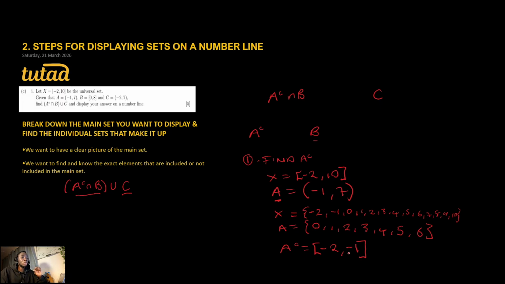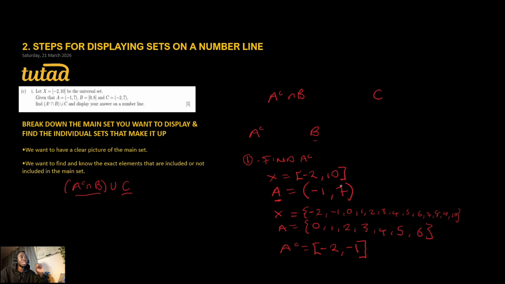However, it is important to note that these are not the only elements that are in A complement. We have other elements that are not part of the set A. These are just the first two elements that are not part of set A, or that are part of A complement. The other elements are 7. Remember that we have 7, which is also not included in set A when we look at our set A up here. And if we look at our universal set here, we can see that our universal set ends at 10, and 10 is also not included in the set A.